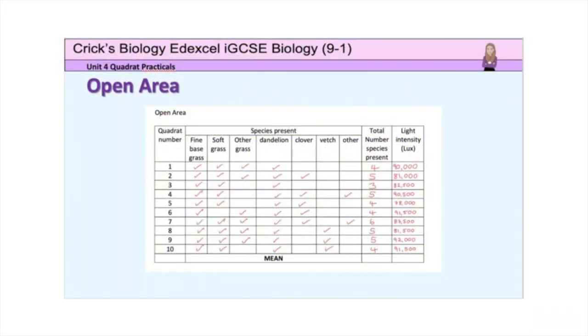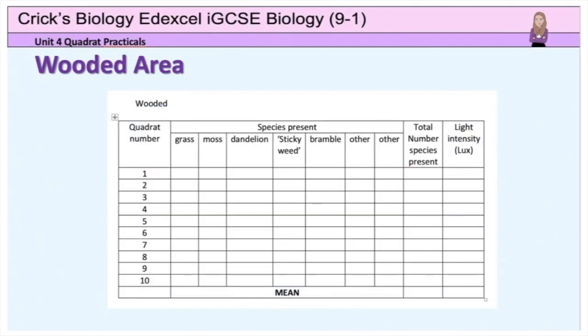You should have a results table that looks something like this. You can now calculate the mean number of species found in a quadrat in the open area and the mean light intensity in lux. We will now look at the wooded area.